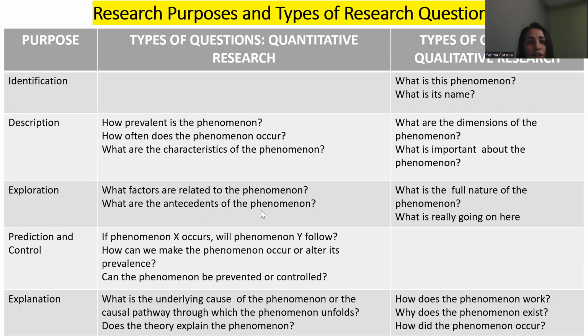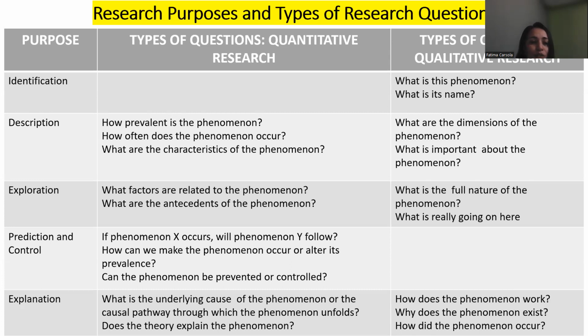So you have to explore the variables related to the phenomenon. Okay, we will be talking about the independent and the dependent variables later on. And in qualitative research, what is the full nature of the phenomenon and what's really going on here? So in qualitative research, as you have noticed, it is an in-depth exploration of the phenomenon. Unlike in quantitative research, where you will be just using the positivist perspective to understand what that phenomenon is all about, or you will be just using statistical tools to finally present the results of the variables in that phenomenon.